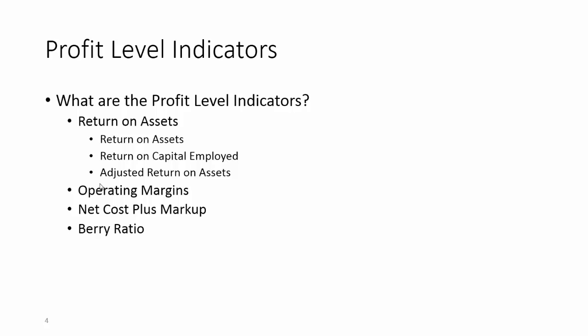What are the profit level indicators that are available for us to consider? One is a return on assets, and under a return on assets, there's also return on capital employed and adjusted return on assets. There's also the operating margin, the net cost plus markup, and the Berry ratio.